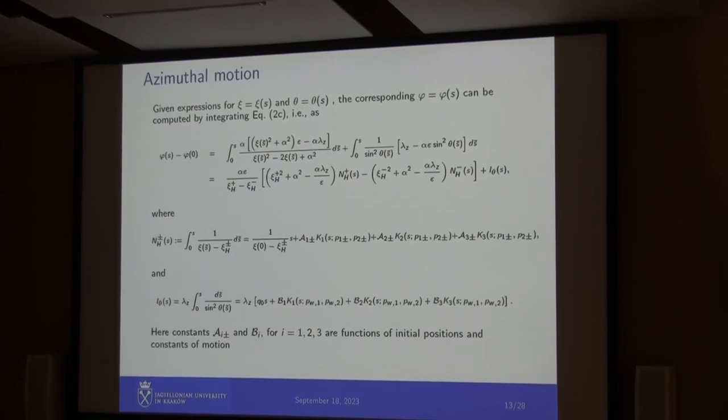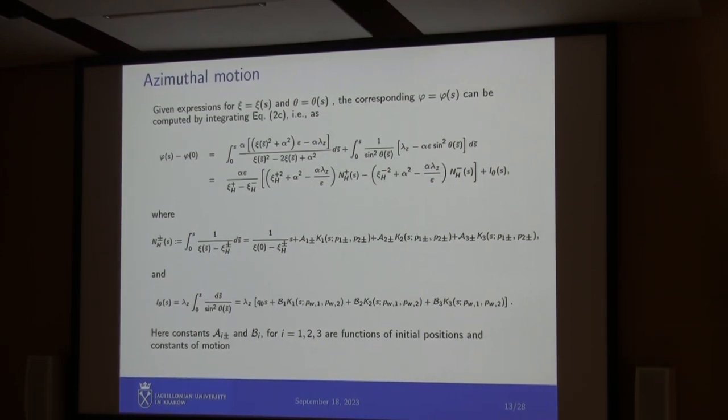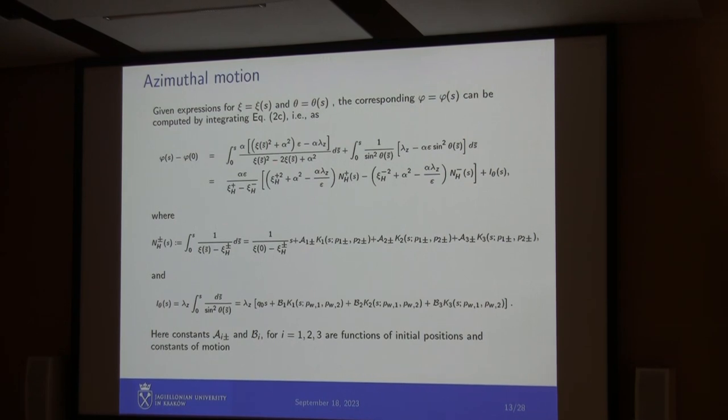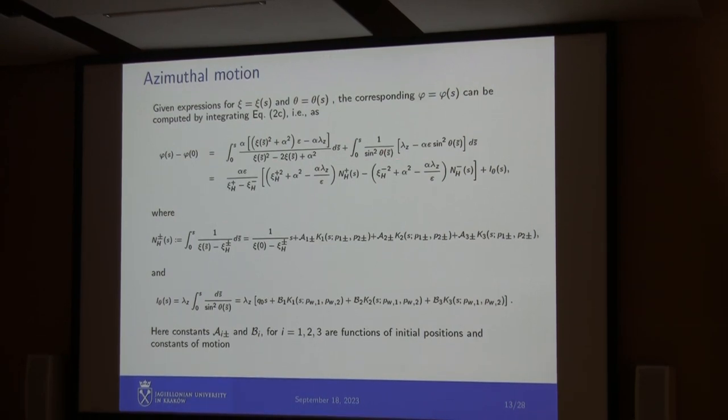Okay. So now, how do we do the other two coordinates? It's harder because now we have to integrate these two functions, which are functions of S, and these functions are functions of the Weierstrass P function. We can write this down in a simpler form, and we see that this whole integral is basically a function of two integrals.